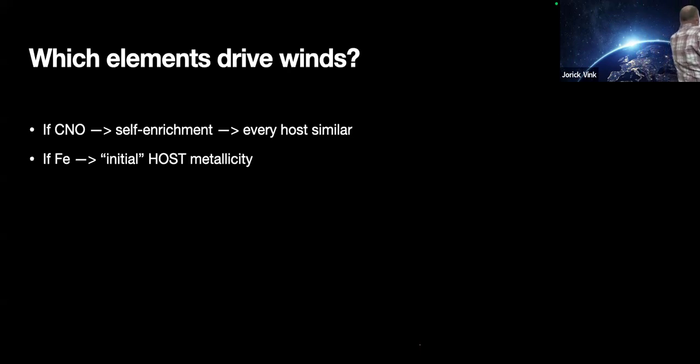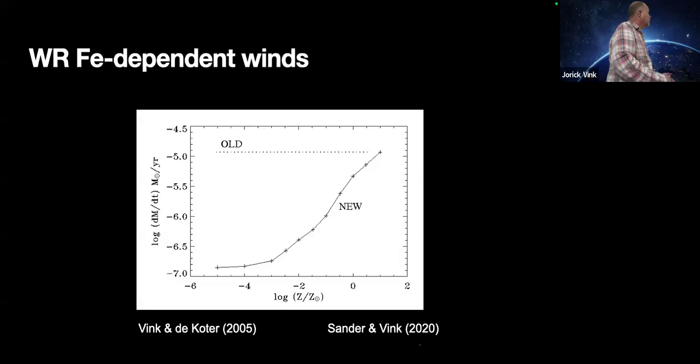If these kind of elements, intermediate mass elements, drive the winds, that's self-enrichment, then every host galaxy should have similar physics. Whereas if iron drives the winds, then it matters whether your Wolf-Rayet star is in the Galaxy or the SMC or even a lower metallicity galaxy. That becomes very important.